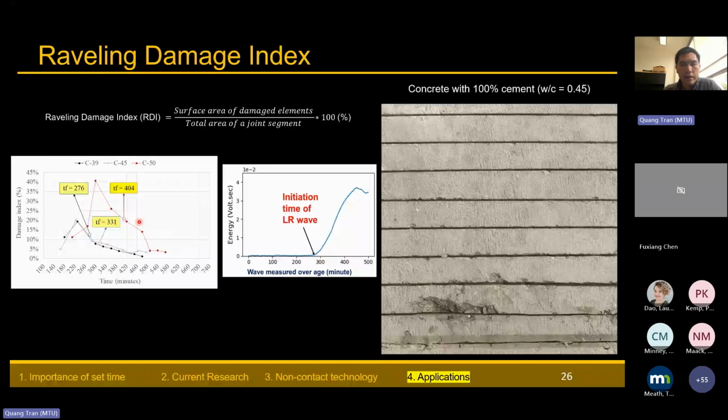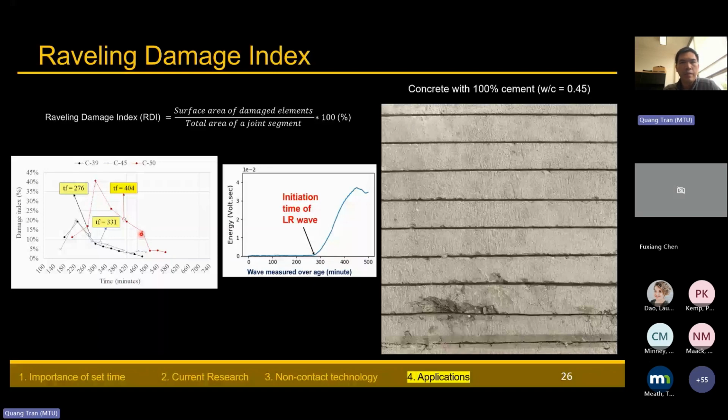And you can see after it's set, more wave energy is traveling. It indicates that the concrete has more shear or more strain developed in the material. That's why it's strong enough to resist the saw cut, and that's why we see that when energy is increasing, it's the time that the damage starts to decrease significantly as well.